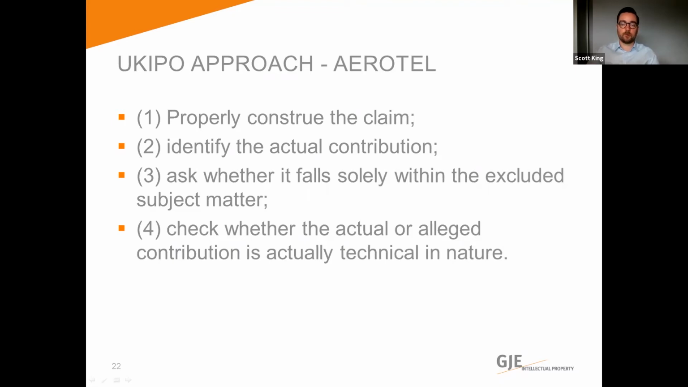So first of all, properly construe the claim. So what's the invention that you're trying to protect? Secondly, identify the actual contribution. So what is the thing that's new over what is already known? Thirdly, ask whether this falls solely within excluded matter. And then fourthly, check whether the actual or alleged contribution is actually technical in nature. And this approach taken by the UK Patent Office asks a similar question at step 4 to what we were asking in Europe of whether the invention is technical in nature.